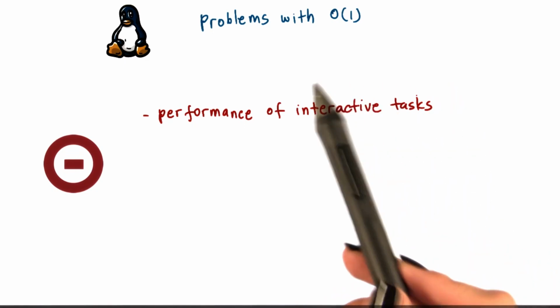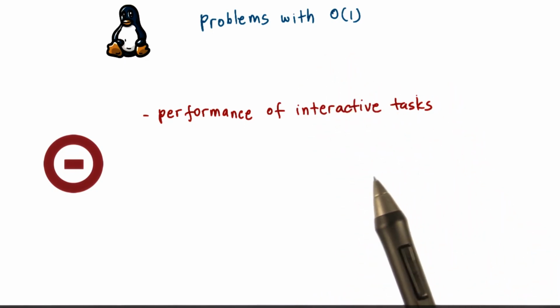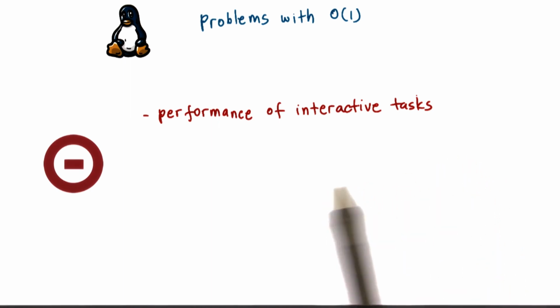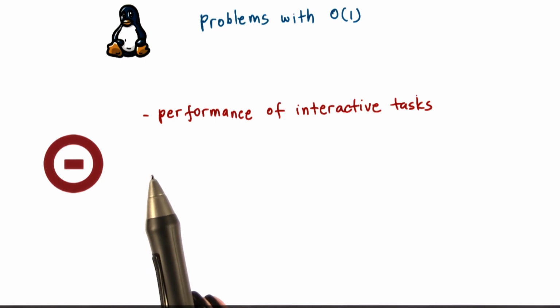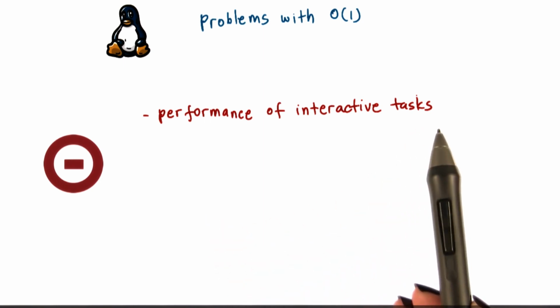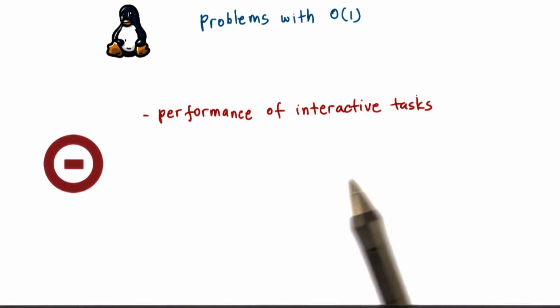As we said, one problem with the O(1) scheduler in Linux is that once tasks are placed on the expired list, they won't be scheduled until all remaining tasks from the active list have a chance to execute for whatever their time slice amount of time is. As a result, the performance of interactive tasks is affected. There's a lot of jitter.